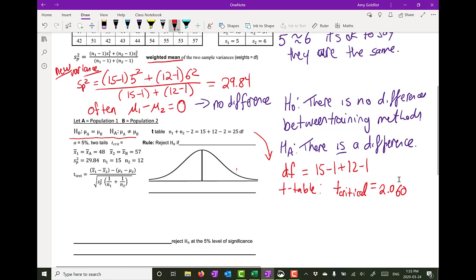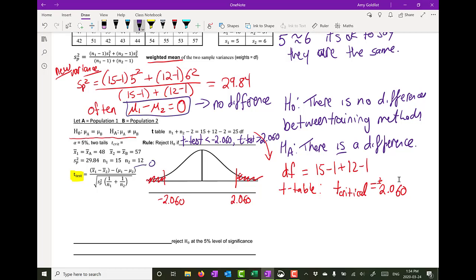So what are we going to do? We're going to write this in, and we're going to say plus or minus 2.060, and negative 2.060. Let's put in our critical area. I'm going to reject if the test statistic is less than negative 2.060 or if it's greater than 2.060, if it's in either of those regions. Now all we have to do is find the test statistic. Again, mu1 minus mu2 is 0, so we can just plug 0 in there.